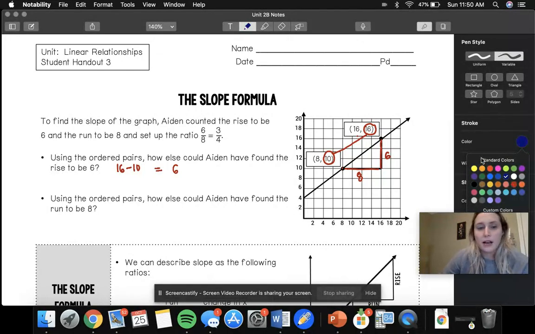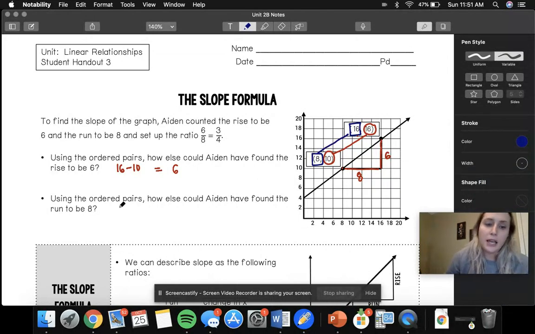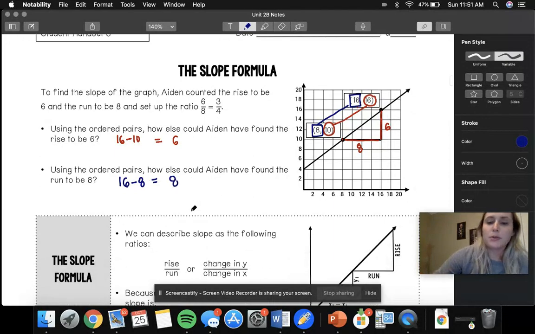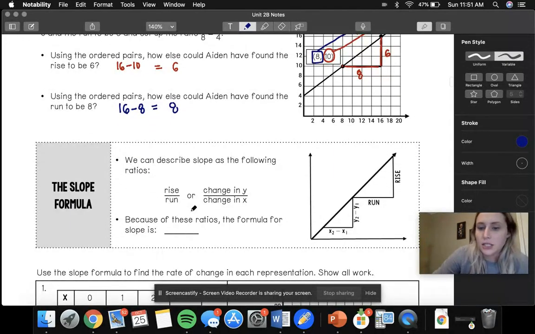Then we also have, how could we use our ordered pairs to find the run being 8? So we look at our run being our left and right direction, which would be our x coordinates. So how we can go from 8 to 16 would be 8, or 16 minus 8, the difference in them being 8. So we've done this before, we just haven't actually seen ordered pairs.